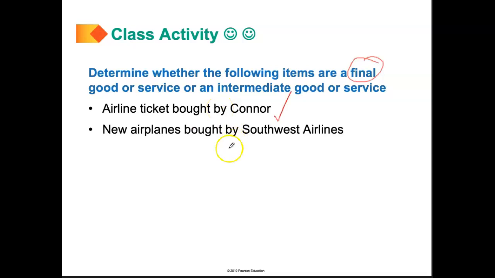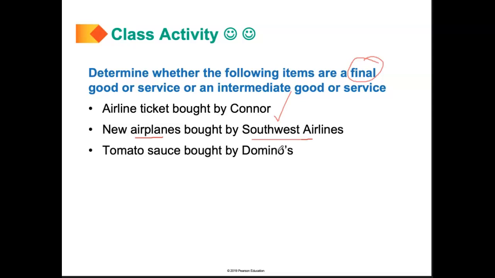New airplanes bought by Southwest Airlines. Are the airplanes a final good or an intermediate good or a service? Well, it's an intermediate good because remember, Southwest Airlines is going to use that airplane for transportation. Transportation is basically a service. So in this case, it is an intermediate good. Tomato sauce bought by Domino's.